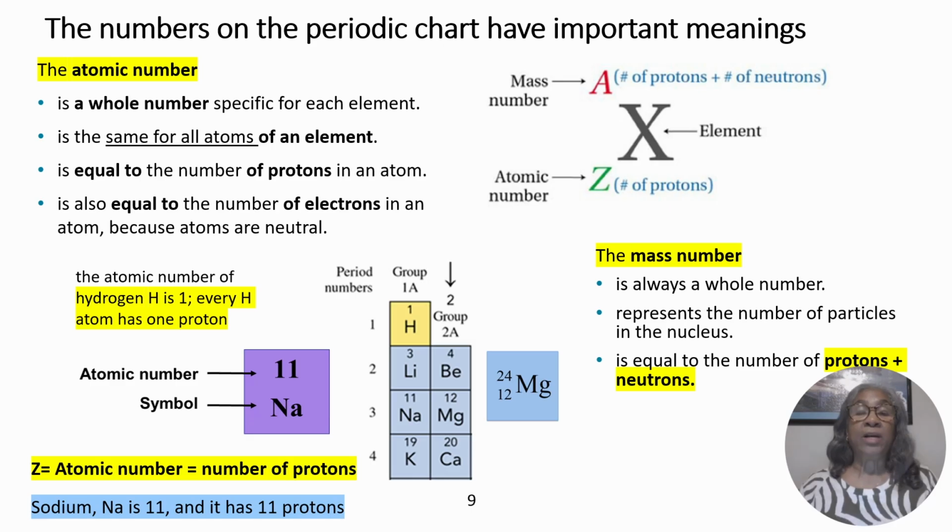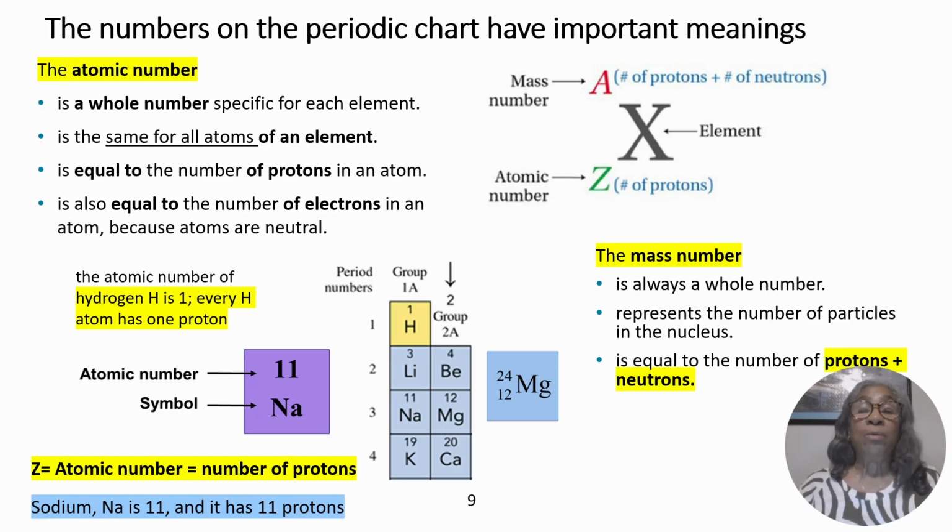We need to get familiar with the numbers that are written around the symbols of the elements. A symbol could have one letter like hydrogen, or it could have two letters like sodium, which is Na. Always remember that the symbols of the elements start with a capital letter. It's not okay to put a small letter for the N of sodium here. Also remember that the atomic number represents the number of protons. The number of protons will not change in a chemical reaction. The number of protons will be equal to the number of electrons in the neutral atom.